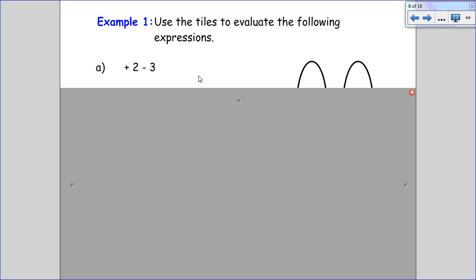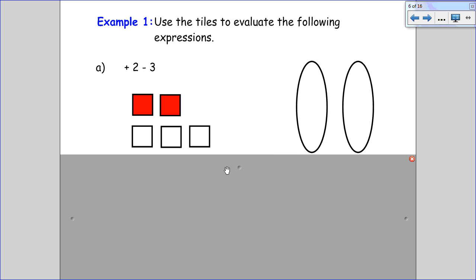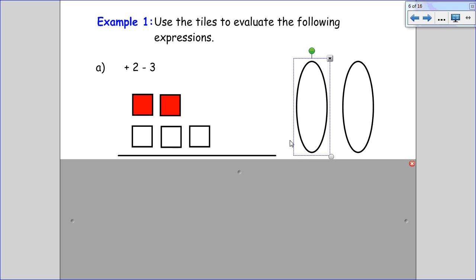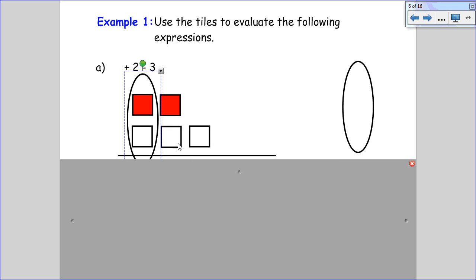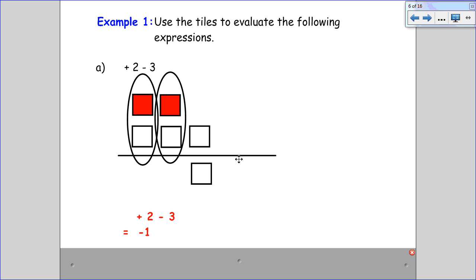Now, if we look at this example here, we've got +2 take away 3, or +2, -3. Two positives we know are 2 red squares. 3 negatives are 3 white squares. Well, we can't add them all together like we did in the last one. However, we do know that a red one and a white one, they're opposite, and a +1 -1 is 0. So we've got 1 zero. And then we see another pair of 0, +1 -1, and what's left over is a -1. So +2 -3 is in fact -1.